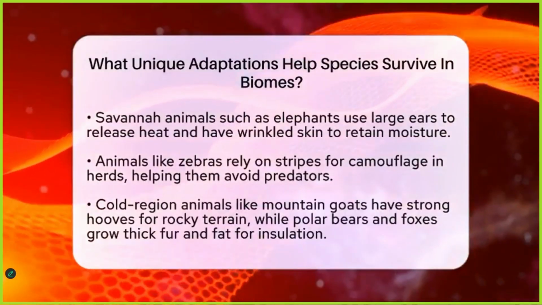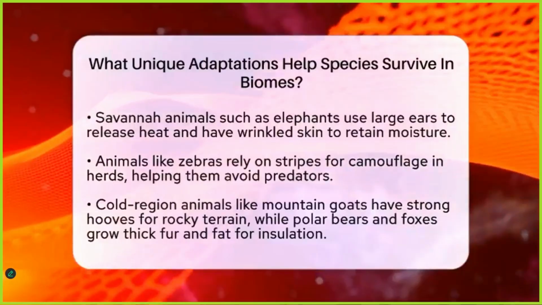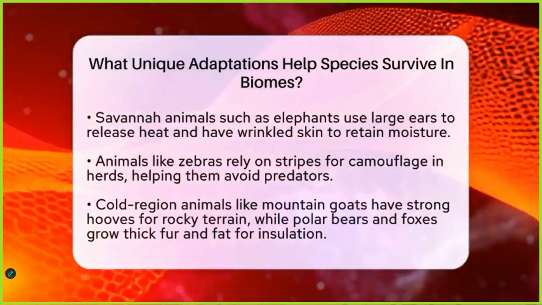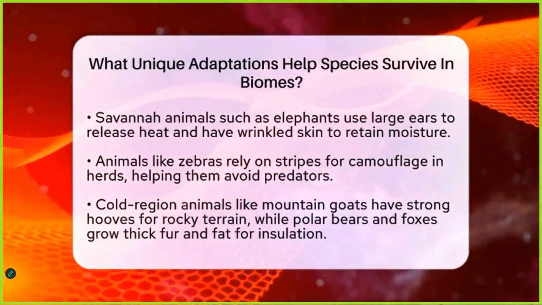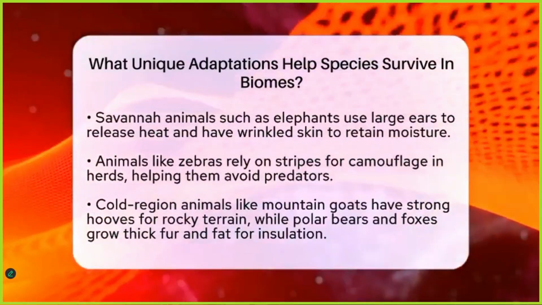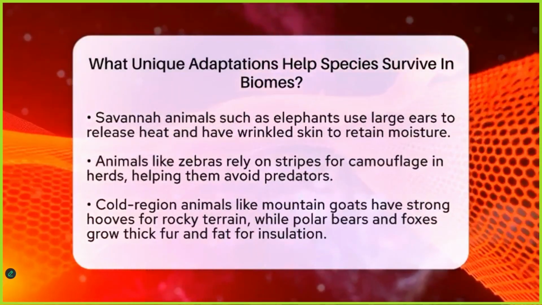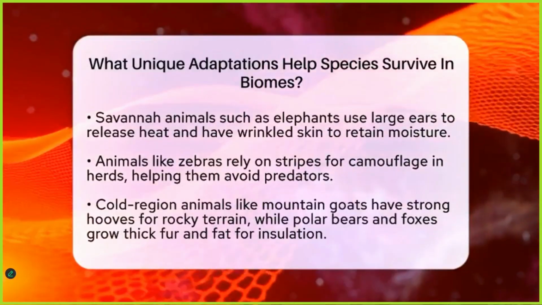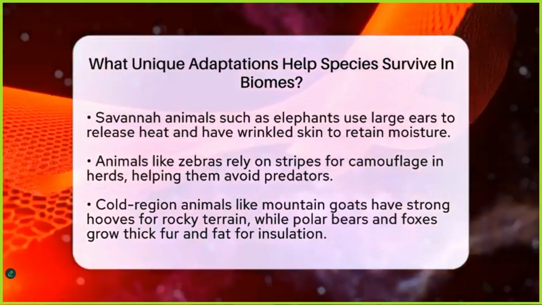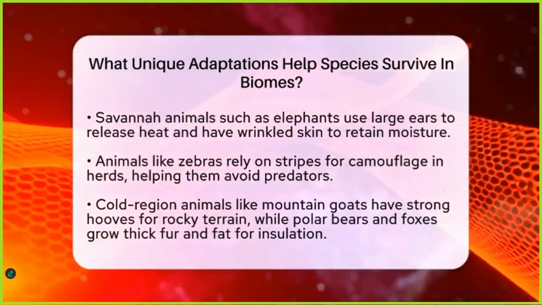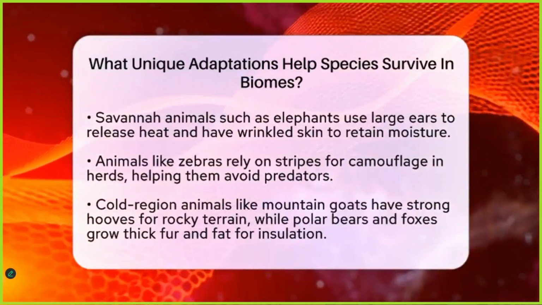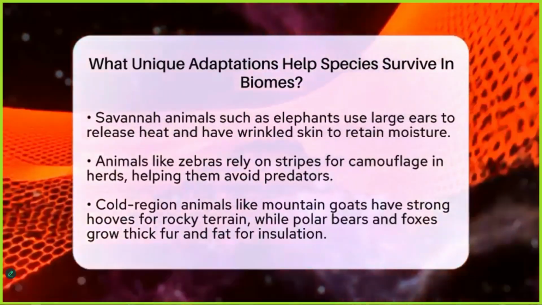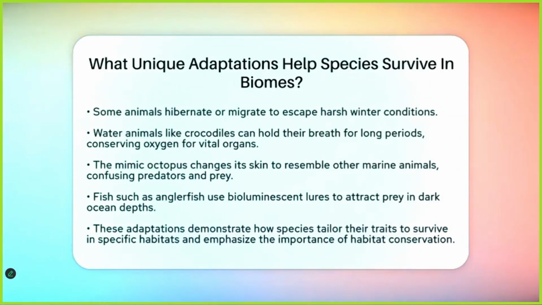In savannas and grasslands, animals need to stay cool and avoid predators. African elephants have big ears that act like radiators, helping them release heat. Their wrinkled skin also helps keep moisture in, and their trunks are used for grabbing food, drinking water, and defending themselves. Many animals here are fast runners or use camouflage to hide from predators. For example, zebras have stripes that make it hard for predators to pick out one animal in a herd. In cold mountain and polar areas, animals need thick fur and fat to stay warm. Mountain goats have strong hooves that grip rocky slopes, helping them escape predators and find food on steep cliffs. Animals like polar bears and Arctic foxes grow thick fur and layer their bodies with fat to insulate against freezing temperatures. Some animals hibernate or migrate to avoid the cold winters altogether.